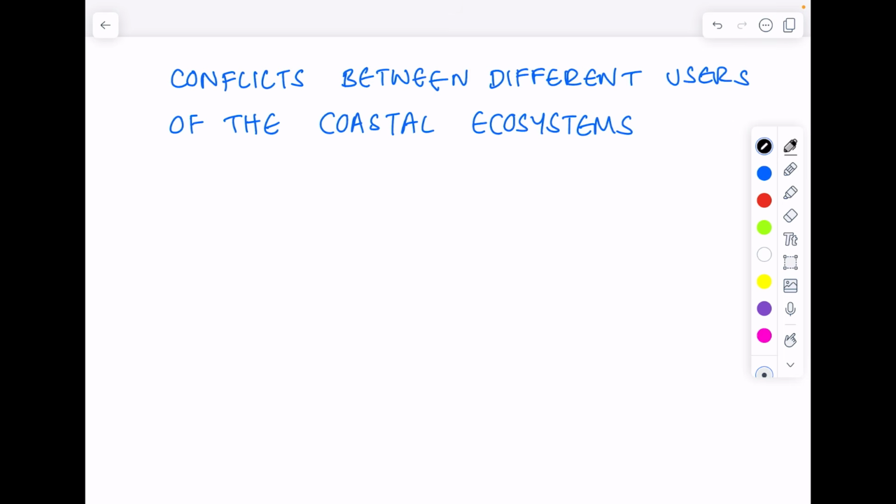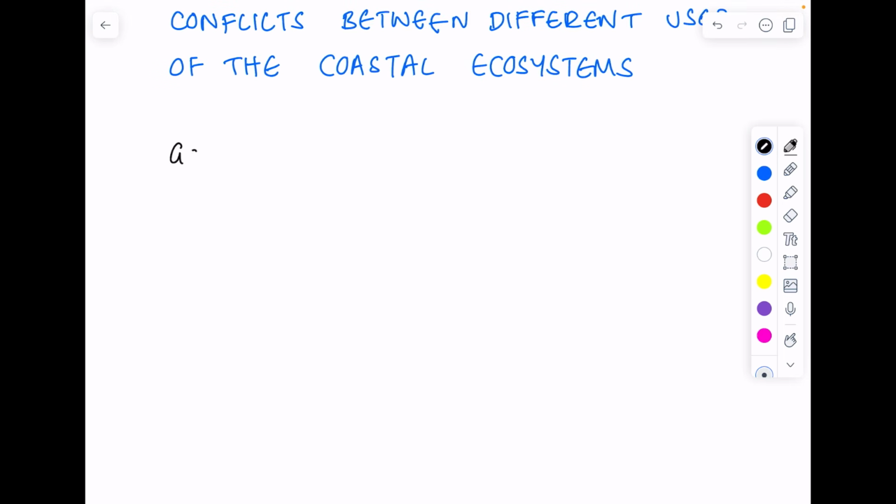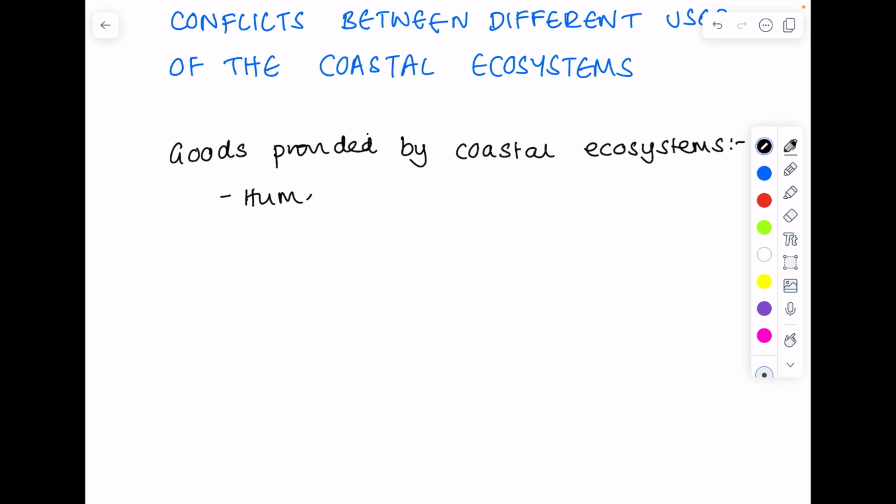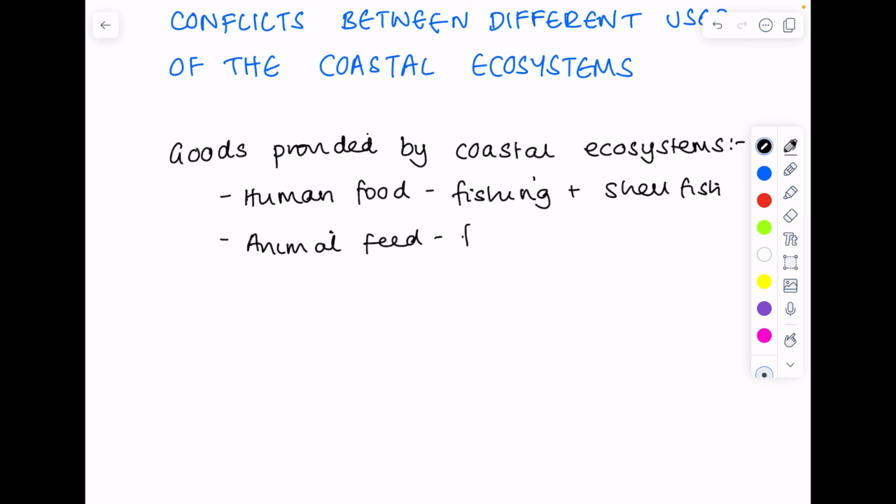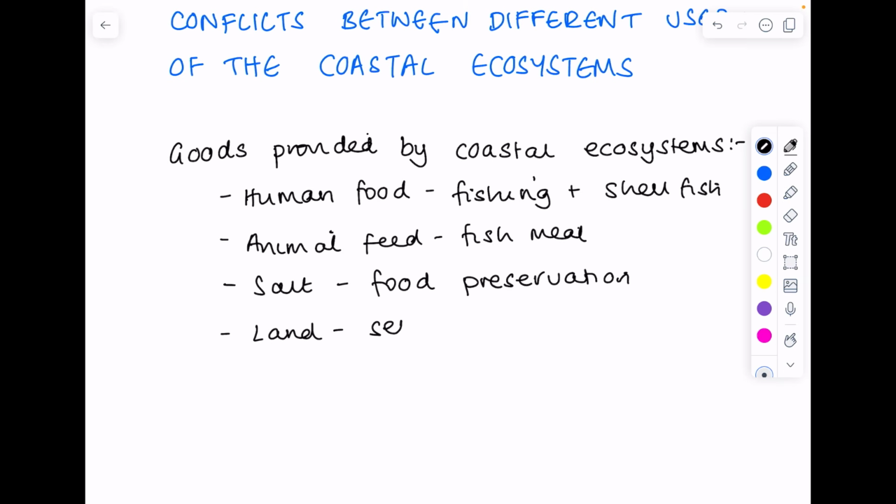We're going to start by considering what goods are provided by coastal ecosystems. So obviously human food, from fishing, using lobster pots to obtain shellfish. We get animal feed from fish meal. Obviously, seawater is incredibly salty, so we can obtain that salt, and that helps us preserve food. And particularly in the olden days, this was the main way in which people preserved their food. And then lastly, we get land, which can provide space to build settlements and farming.